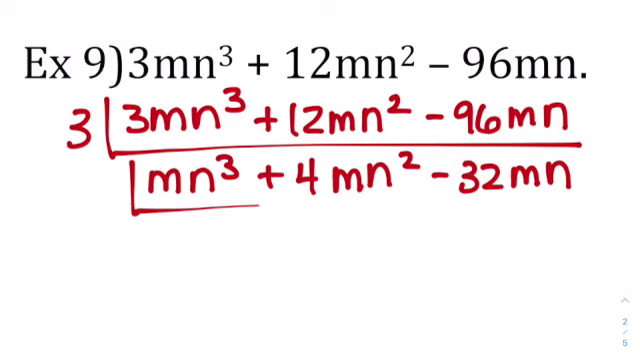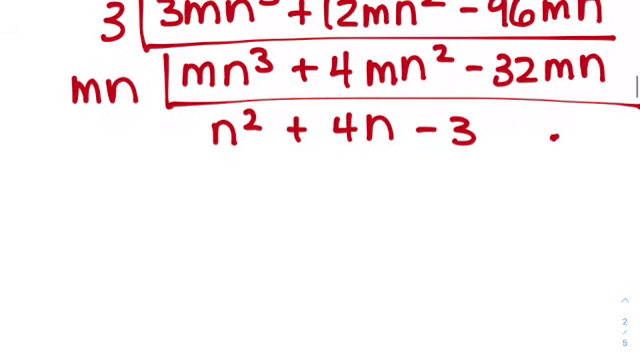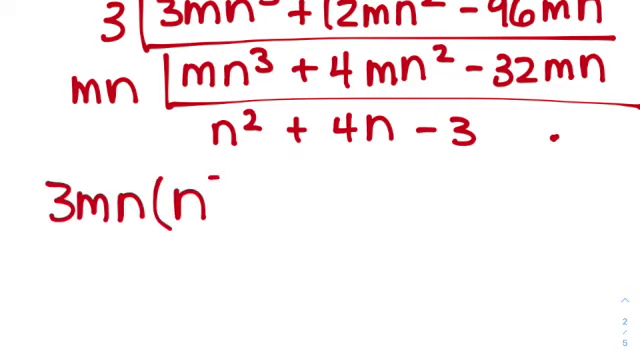Then you should recognize they both have m and n in common, because that's the lowest exponent from all of them. What you're going to have is n squared plus 4n and minus 32, and because mn is what you factored out, you won't have mn left. So now what you're going to have is 3mn times n squared plus 4n minus 32.